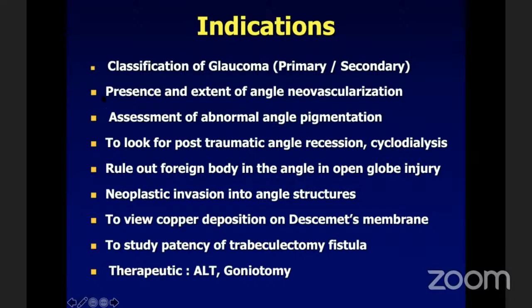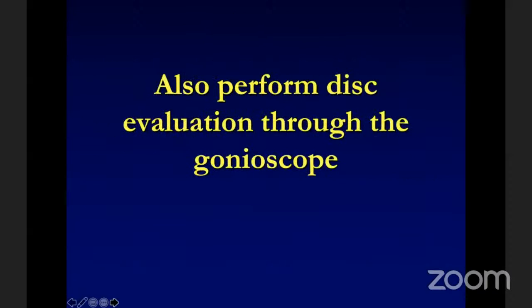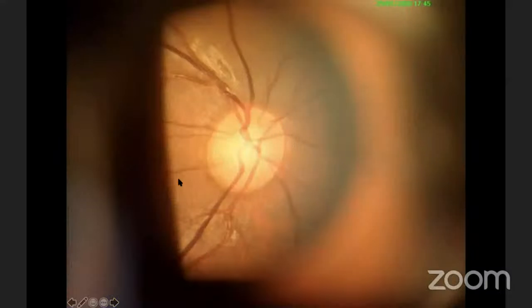Now, what are the indications of gonioscopy? The primary purpose is to differentiate type of glaucoma, open or closed, primary or secondary, to identify new vessels in the iris, pigmentation of the angle, to look out for post-traumatic changes such as recession, rule out foreign bodies, and a number of diagnostic and therapeutic interventions, because now we are having the minimally invasive glaucoma surgery for which gonioscopy is required. And when you are performing gonioscopy, you can just do a posterior defocus and you can also get a very nice stereoscopic view of the optic nerve head through the gonioscope.